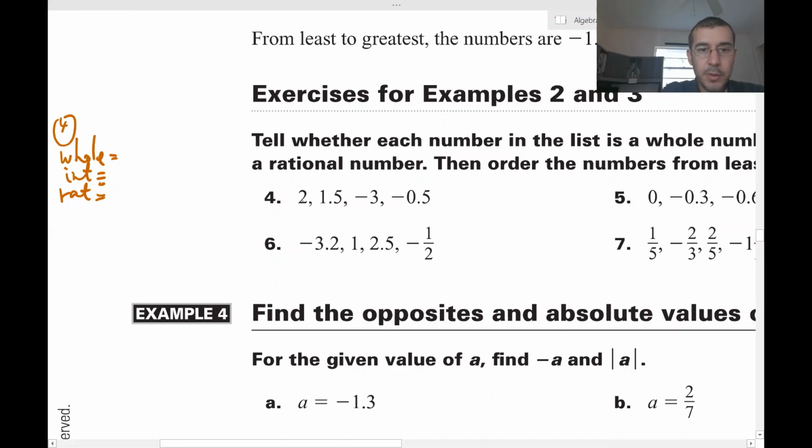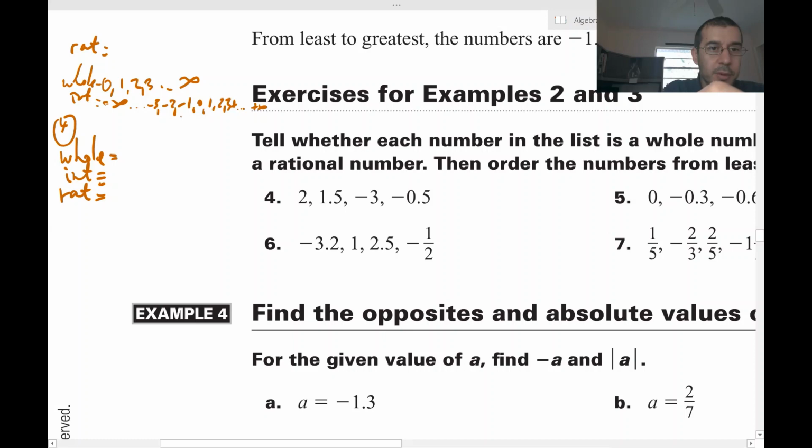So we know that whole numbers start from 0 and go 1, 2, 3 all the way to infinity. Those are the whole numbers. Integers start from -infinity all the way to -3, -2, -1, 0, 1, 2, 3, all the way to plus infinity. And then rational numbers are represented by a quotient of 2 integers. For example, 2 integers. So let's pick -3 and 1, or can be 5 and 2, or can be 3, because 3 is 3 over 1.